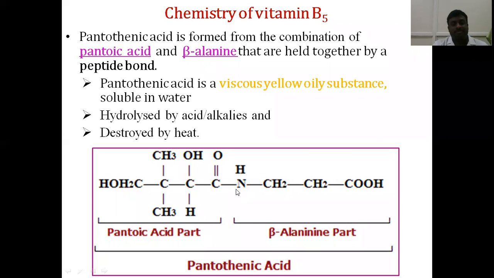In tablet form, it is actually a viscous yellow oily substance. That's why whenever we take a B complex vitamin B5 tablet, there may be a chance of yellow colored urine due to this yellow oily substance of vitamin B5.